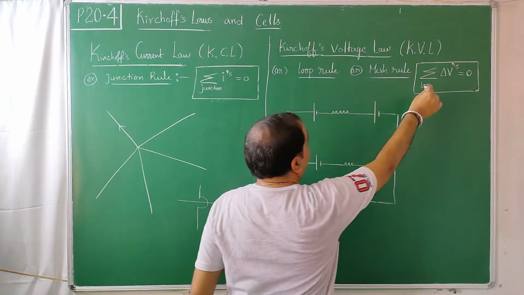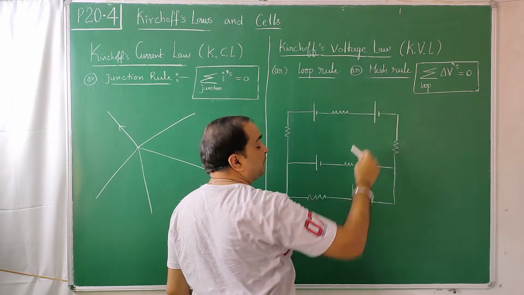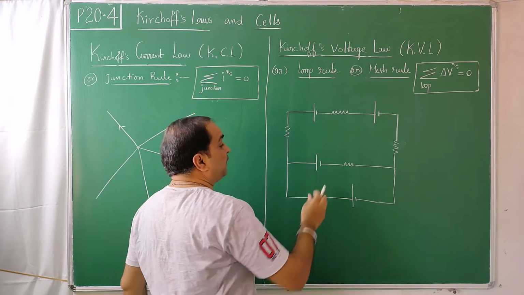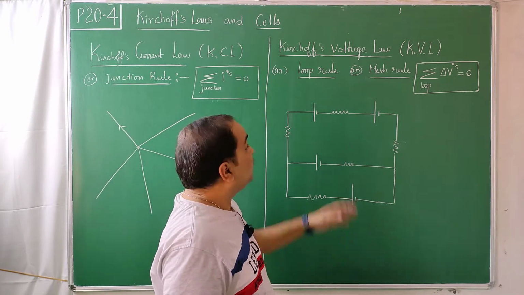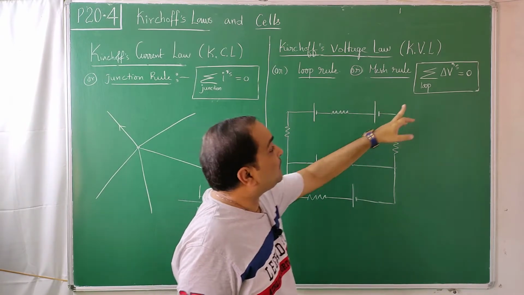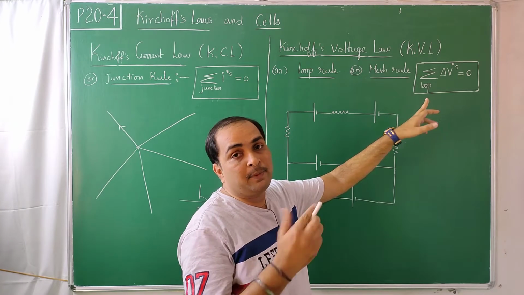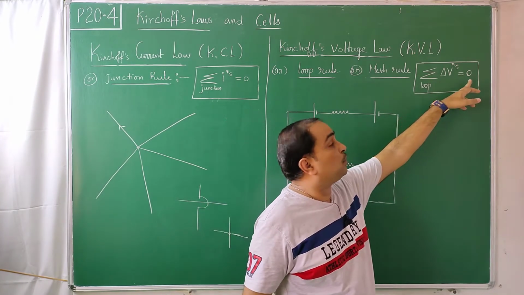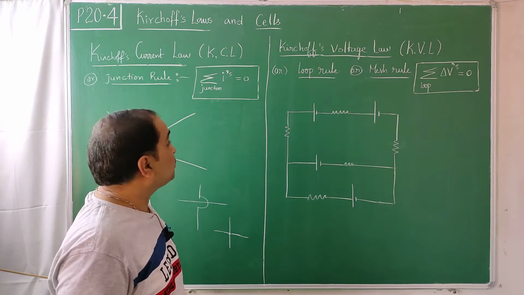Here KVL is defined like this: the algebraic sum of potential drops and rises. According to the battery, at one place you may have a rise, in another place you may have a fall. So potential rises and falls, basically potential differences. Starting from a point, if you come back to that point, because conservation of energy holds, the algebraic sum of potential differences is equal to 0.